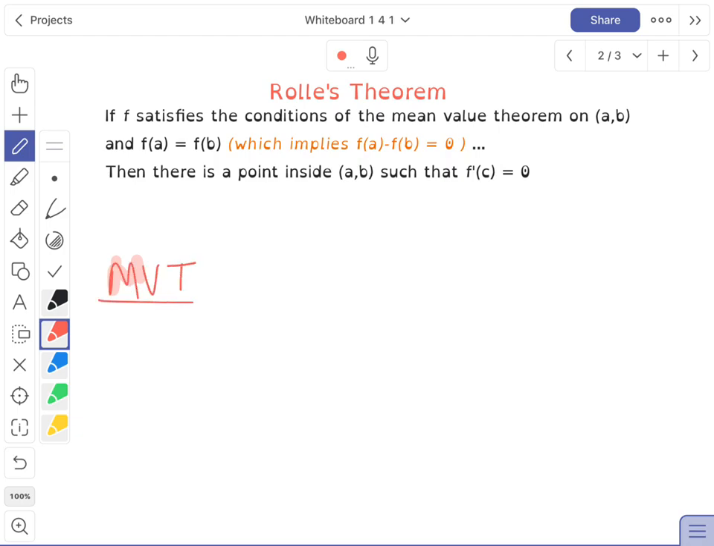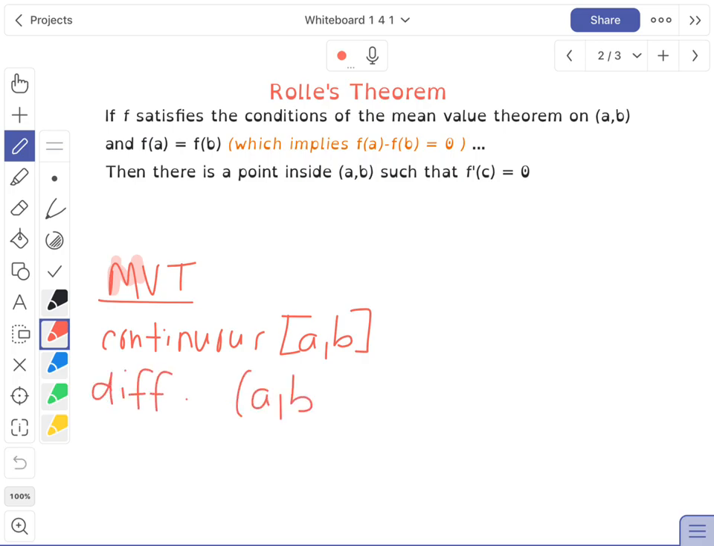The mean value theorem says it's continuous on a closed interval. It's differentiable on that open interval. All right, so we've met the conditions there. Those are the 2 conditions. And then the last part would prove that there's some C in there. But those are the 2 things we need to use the mean value theorem. That proves the existence of some number C. But this is a special case.